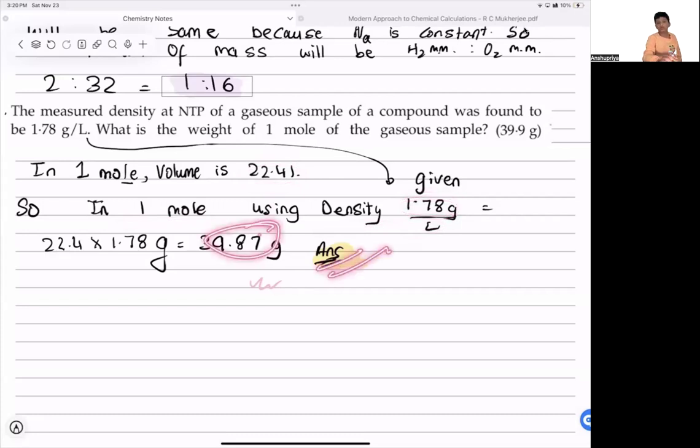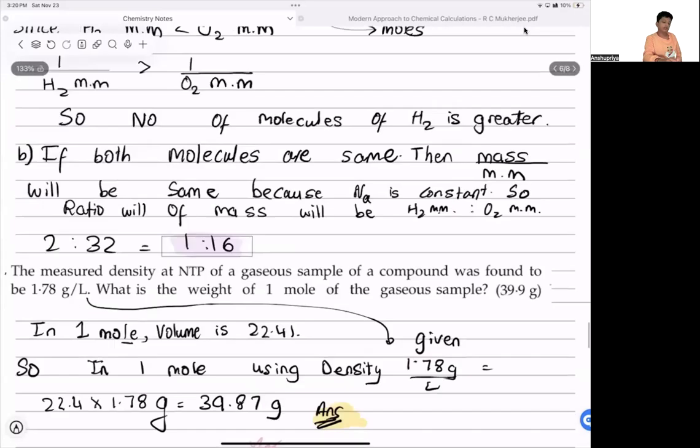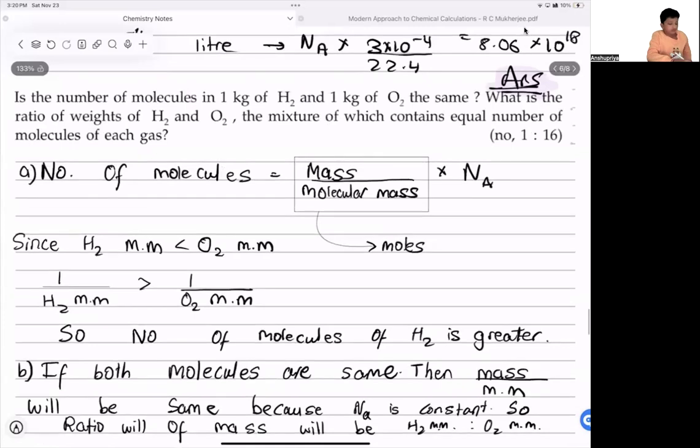That's it. Very easy solution. There is no life in this question. It's very calculative. That's it. Now we will do this question.